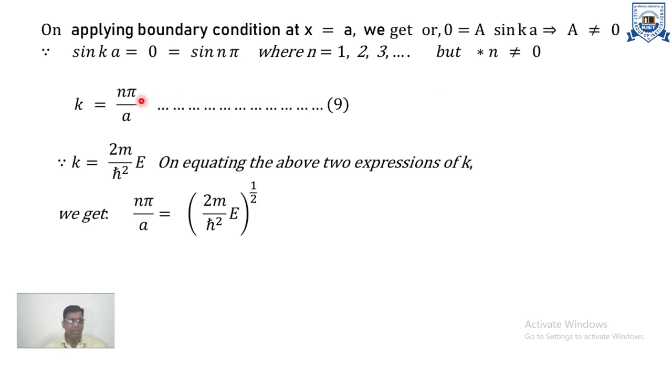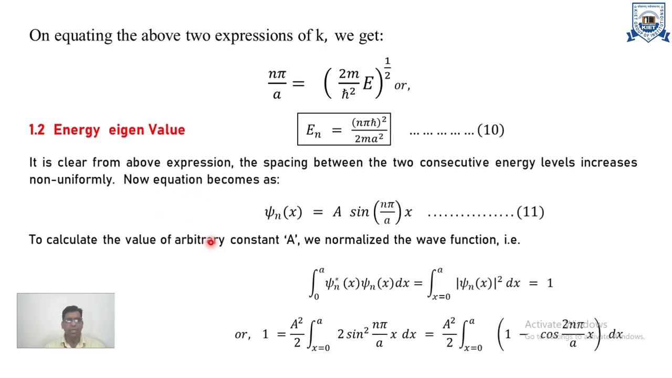Here k is equal to n pi upon a, and again we rewrite the value, k equals 2mE upon h cut square to the power half. Here we put the value and get the result. Now solving this equation, E n is equal to n square pi square h cut square upon 2m a square. This equation is the energy eigenvalue, which is very important, equation number 10.